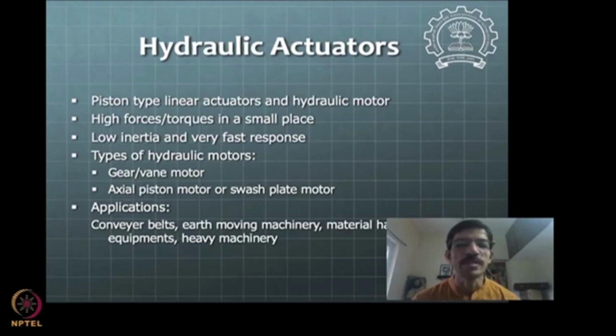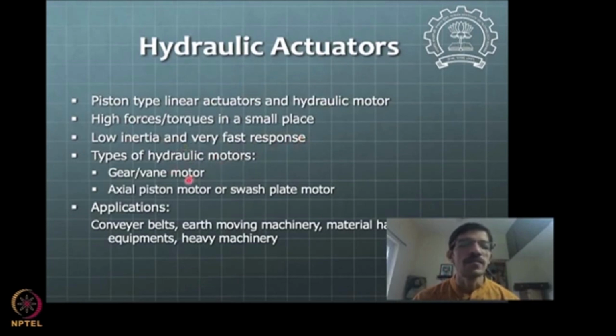as the name suggests, you need some kind of fluid, a pressurized fluid, which can be giving this actuation. So you need this entire system of oil tank and oil pressurization and things like that. Okay, so that entire system needs to be there together. Then you'll have very high forces and torques in a small place. That can be a possibility. Because of the high torques, naturally they'll be very fast. They have relatively low inertia and very fast response.